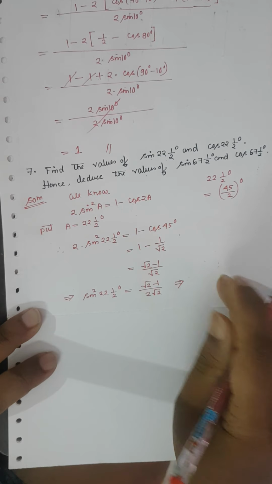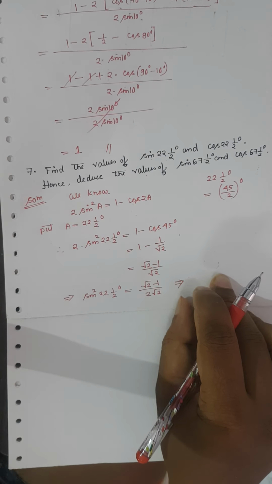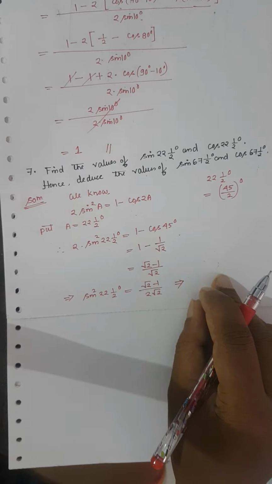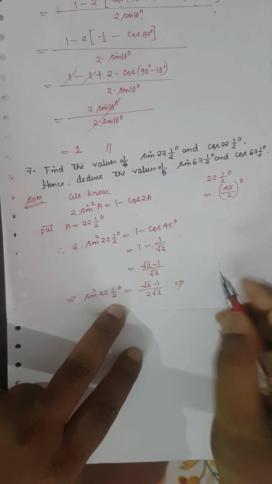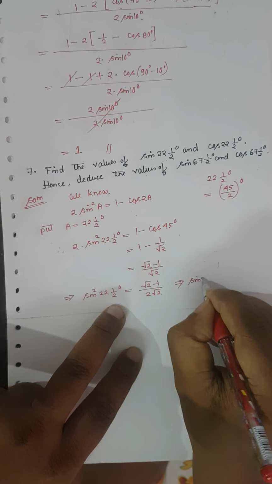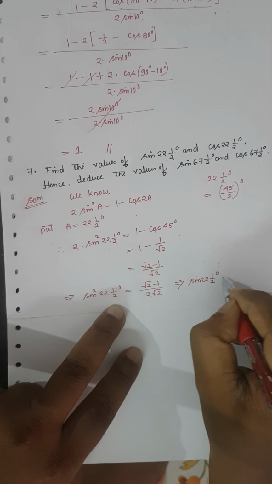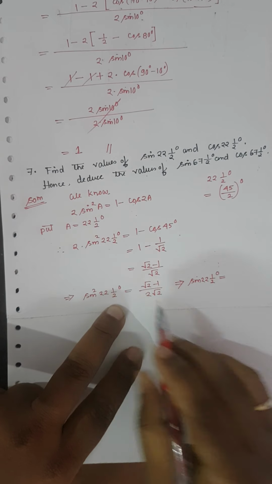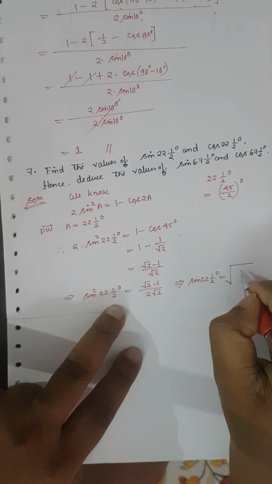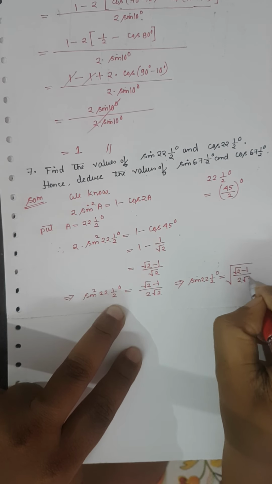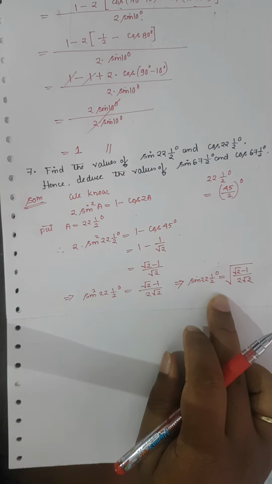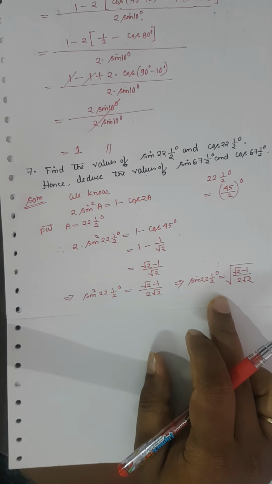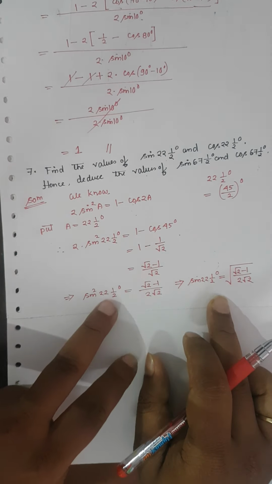So we need to find the value of sine. See, 22 and half degree is an acute angle, so the value must be positive. So sine of 22 and half degree is equal to, if we take its square root, I will get root 2 minus 1 by 2 root 2 and its square root. So this is the value of sine 22 and half degree.